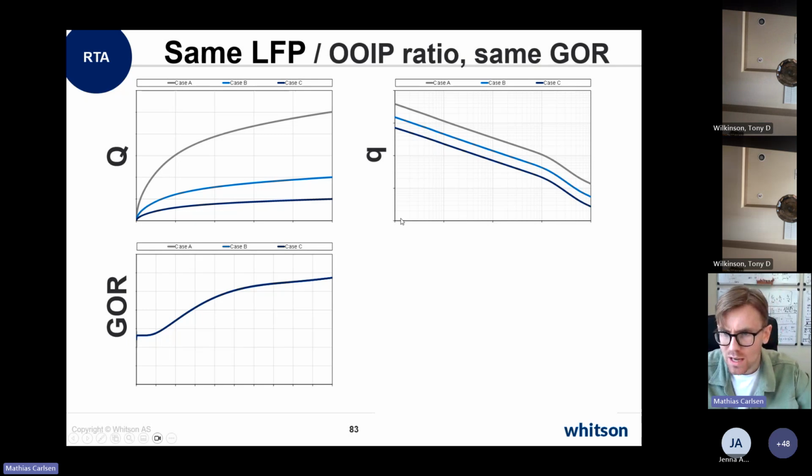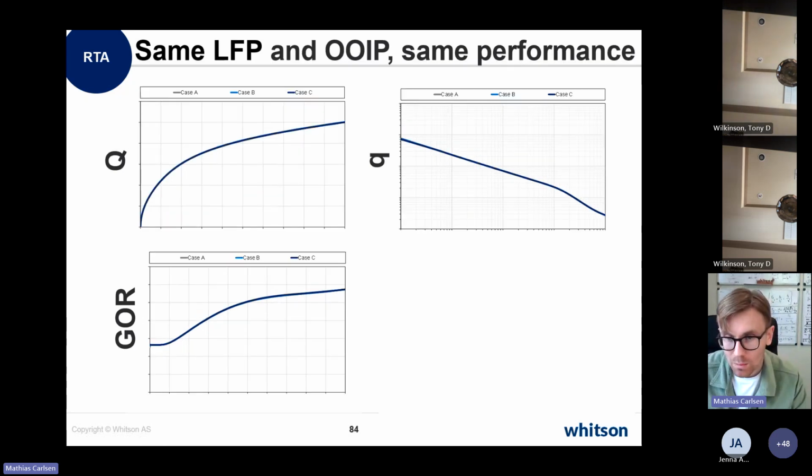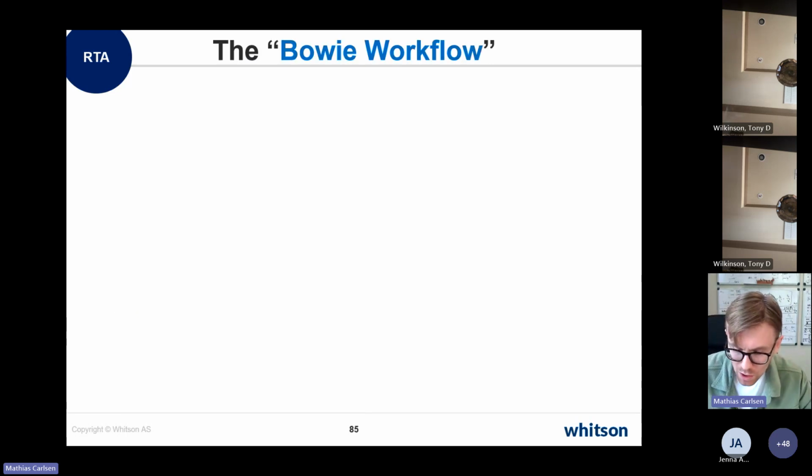And the other thing that you can see is that the rates and cums are just a perfect multiplier of each other. So if we scaled them to the same LFP and oil in place, then we'll get exactly the same well performance history versus time. And these are the fundamental building blocks of what is called the numerical RTA workflow, or the Bowie workflow. And when you click, all of this is automated in modern RTA software. But if you would like to know what's going on behind the scenes, that's what I'm going to essentially teach you now.